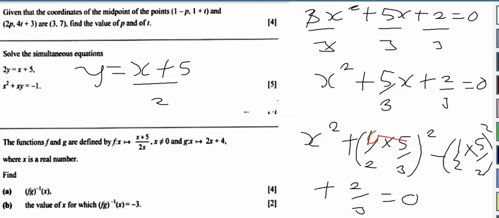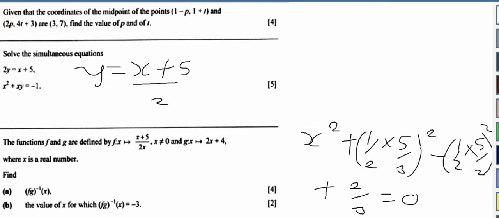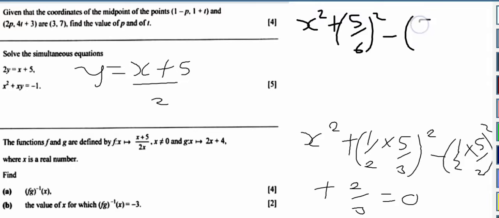1 multiplied by 5, I'm going to get 5. Then 2 multiplied by 3, I'm going to get 6. So we are having (x + 5/6) squared. Similarly, on this part here, we are just going to have the same thing, which is (5/6) squared, then plus 2/3 being equal to 0.